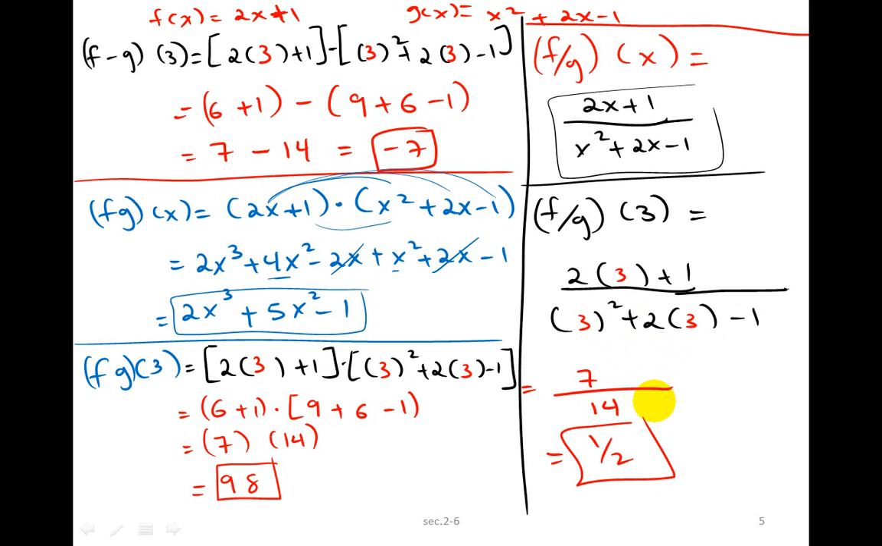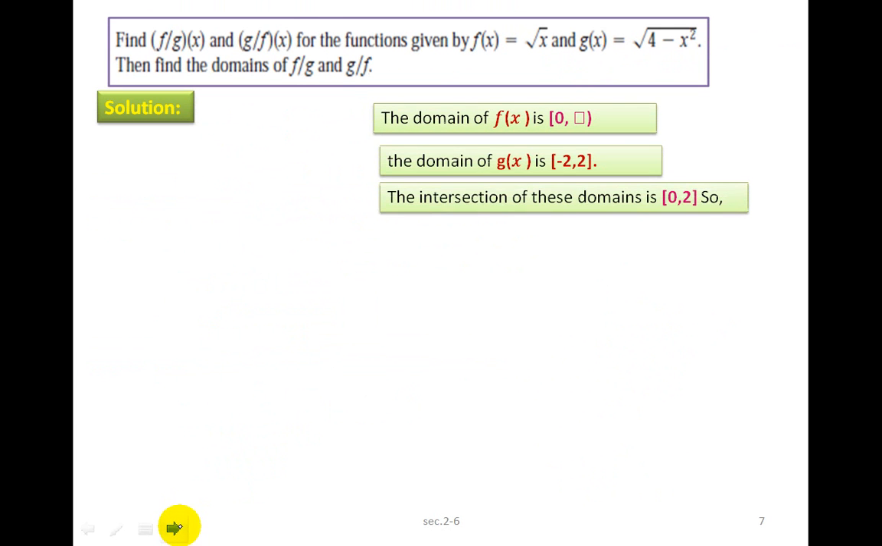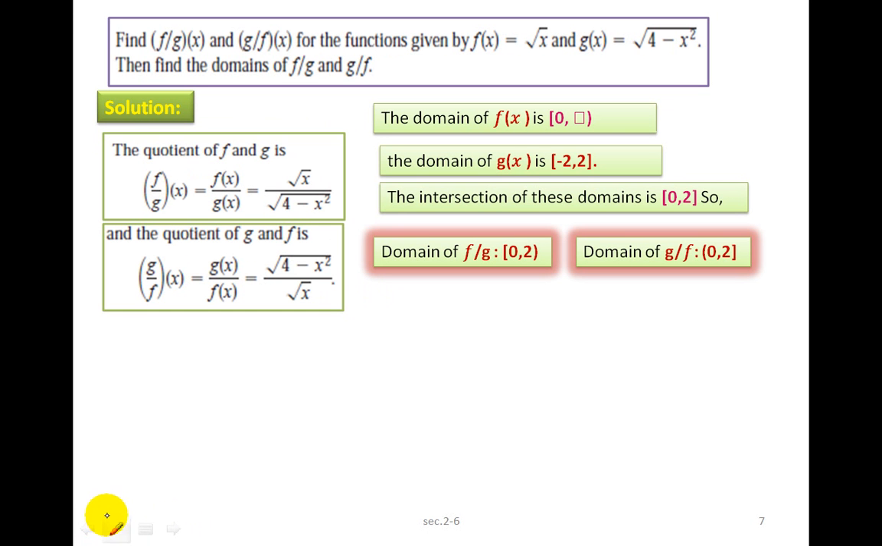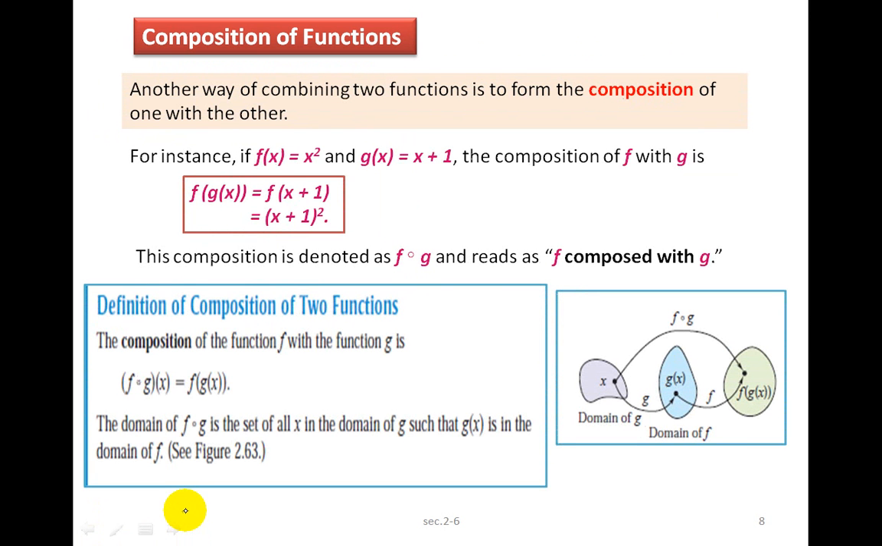So these are some of the examples that I've been doing on combination of functions. Okay, let me see what's the idea here. It's talking about the same combination. By the way, I'm going to send you these slides.